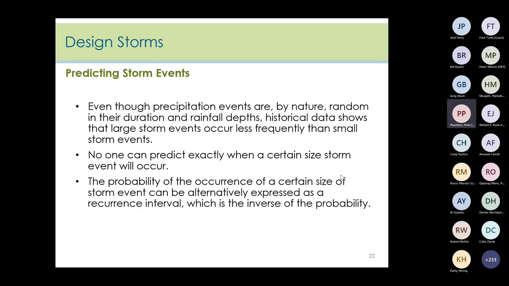So let's talk a little about design storms. Through a frequency analysis of rainfall depths and intensities from past precipitation events, the likelihood of a storm occurrence can be determined using probability analysis. However, a precipitation event being referred to as the X-year storm does not mean that this storm can only happen once every X number of years, nor does it preclude a larger storm event from also occurring that year.